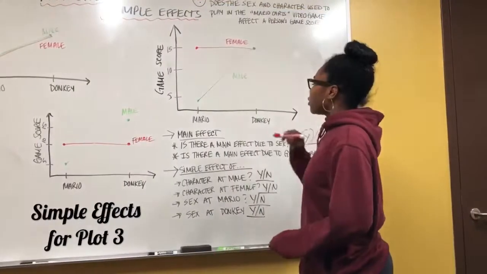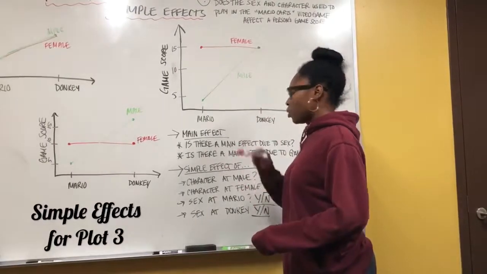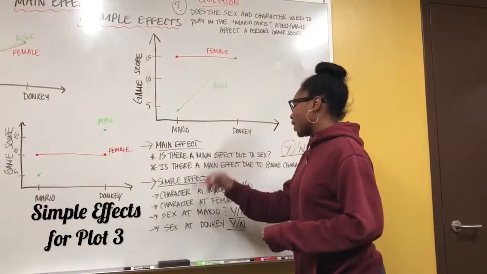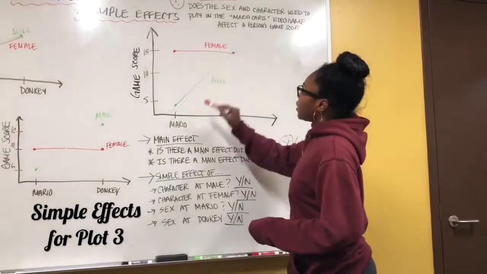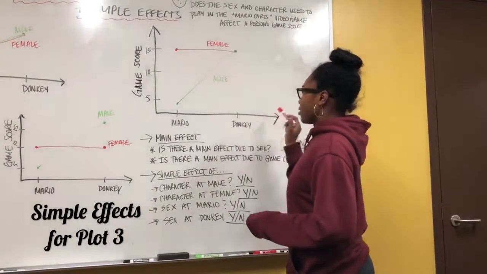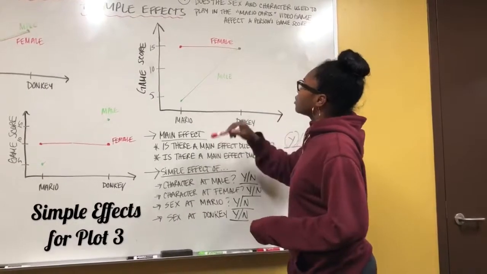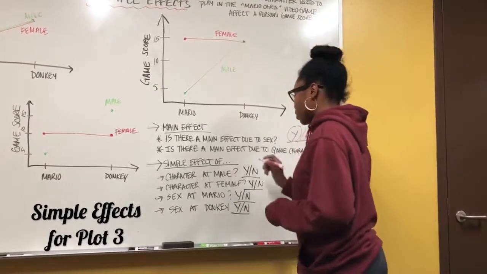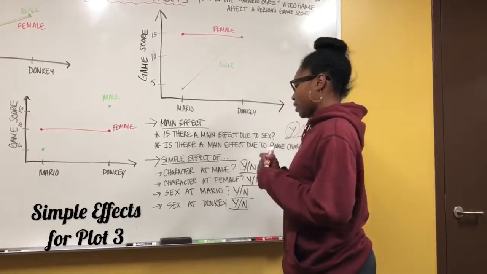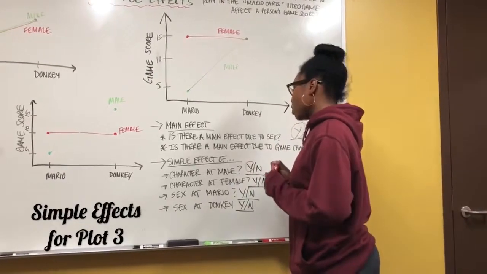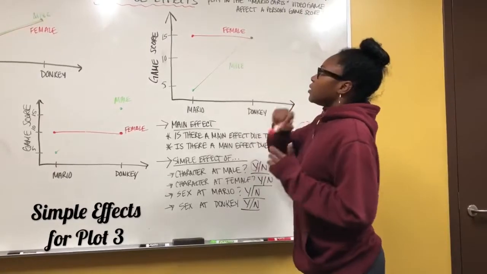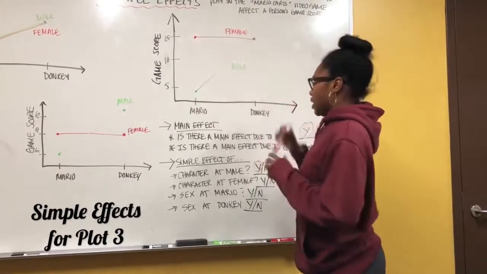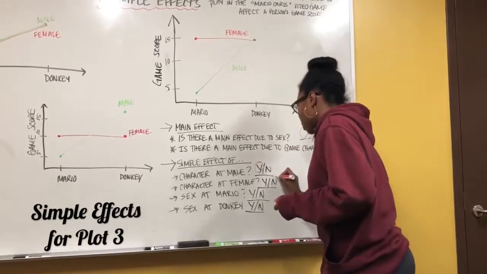Okay, continuing on with what MyLee did, I'm going to go through simple effects. We're going to look at whether there is a simple effect of character at male. There tends to be a simple effect for character at male because males tend to score higher with Donkey, again in this one, than they do with Mario. So we're going to put yes. And for simple effect of character at female, nothing changed from them choosing Mario or Donkey because it stayed at 15. So we're going to put no, there isn't a simple effect.